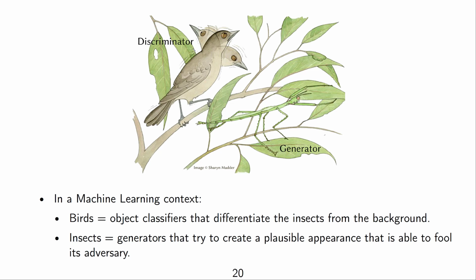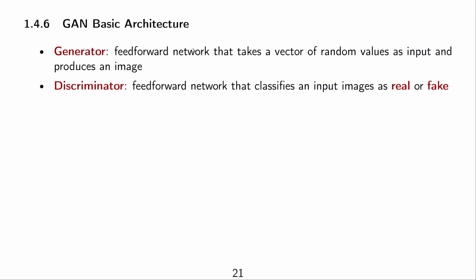Another intuition that is often used is the idea of police competing with art forgers. So, or maybe forgers that try to print fake money. So the forgers, they try to create paintings or money that looks more and more realistic, and the police try to distinguish the forged paintings or forged money from the real ones. In this analogy, the forgers would again be the generator, and the police would be the discriminator.